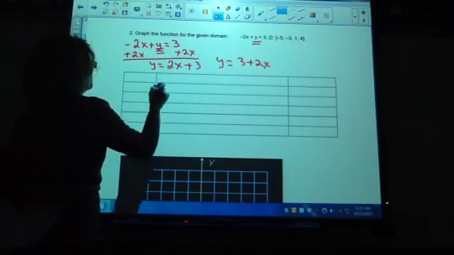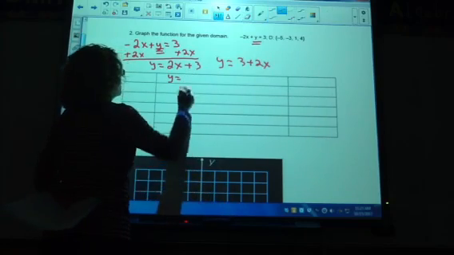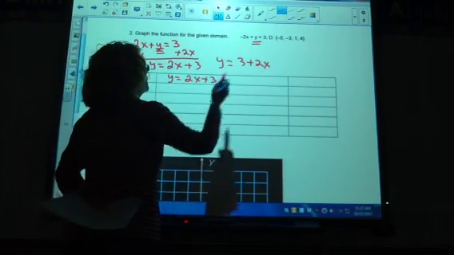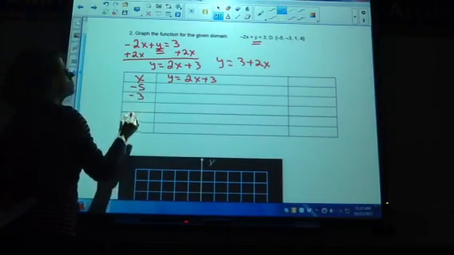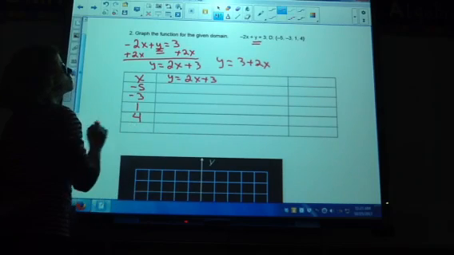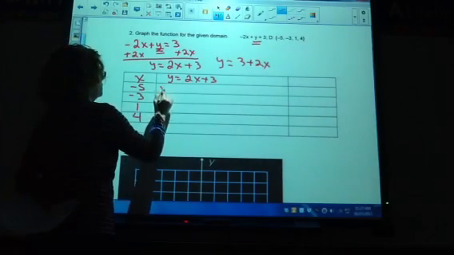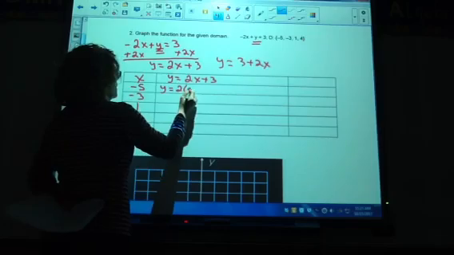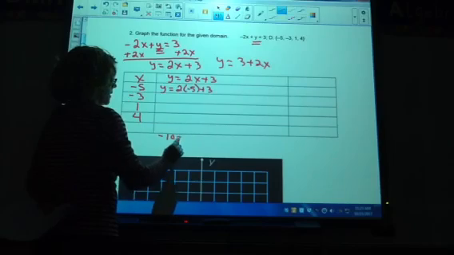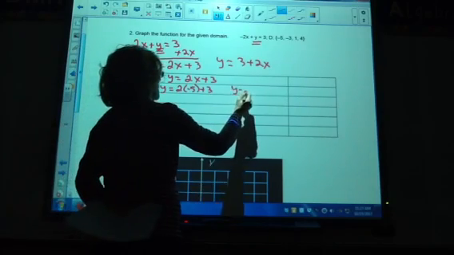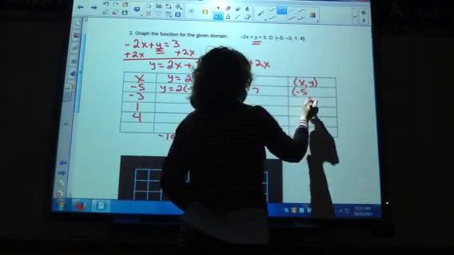All right, now we have our function. Actually, let's use this first one. It's telling you what to input for your domain, which is your x. And then you all should be able to take it from here. We're going to input negative 5. 2 times negative 5 is negative 10. Negative 10 plus 3 is negative 7. So our first ordered pair is negative 5, negative 7.